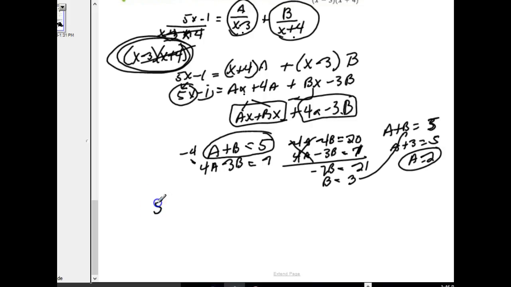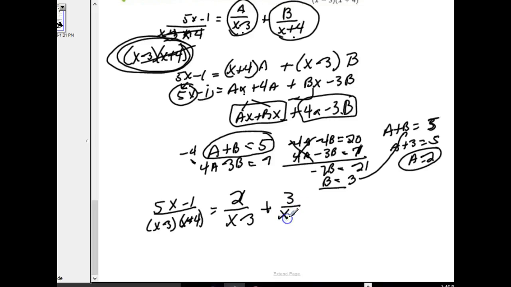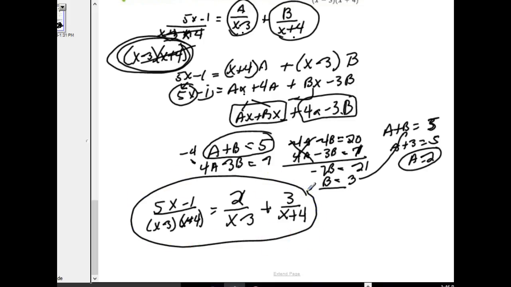So I can rewrite this equation, 5x minus 1 over x minus 3 times x plus 4, as equal to, remember the first one was a, but we know a is now 2. So it's going to be 2 over x minus 3 plus the b, which we found right here, is 3 over the second one, which is x plus 4. And this is what we call partial fractions. This is the way we do it, and that would be your final answer. I hope this helps a little bit. I know this is a long, complicated process, but you can make it through.